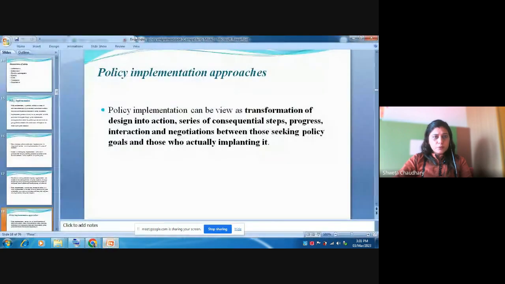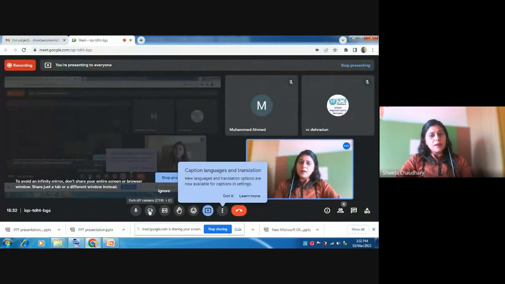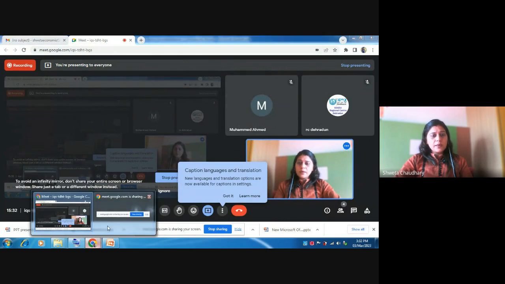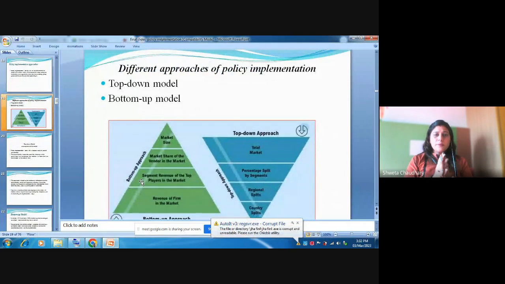And then you move on to policy implementation approaches. Policy implementation can be viewed as transformation of design into action, a series of consequential steps, process, progress, interaction, and negotiation between those seeking policy goals and those who are actually implementing it. It means in what way we are undertaking this policy, how we are implementing it, what the approaches are. There are two or three basic approaches: the top-down model, the bottom-up model, and the hybrid model.